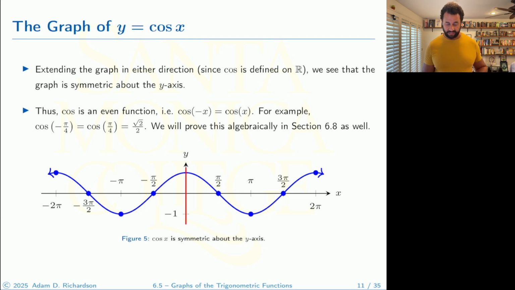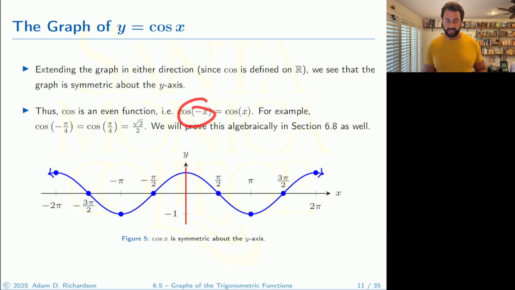Now we can actually see that this graph is symmetric about the y-axis. Check that out, right? So this side looks the same as this side. There's a reflection through the y-axis. Remember, what does it mean for the graph to be symmetric about the y-axis? That means the function is an even function, right? So cosine is an even function.